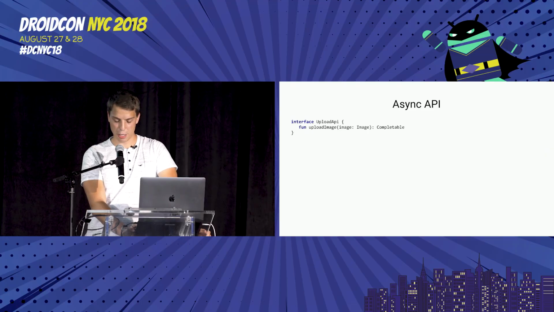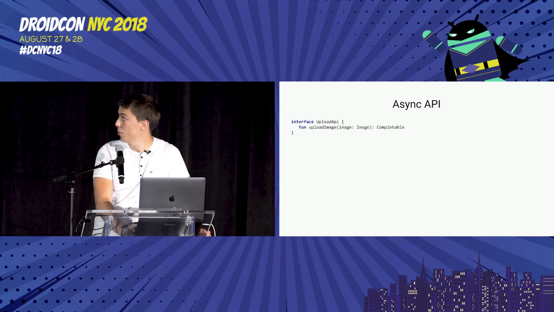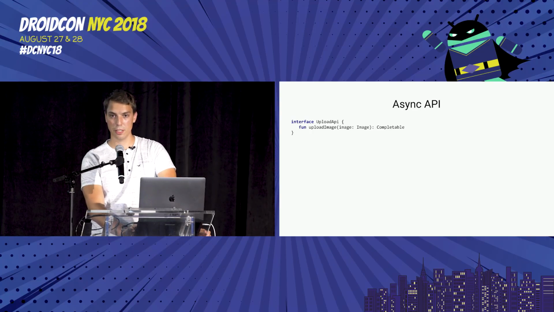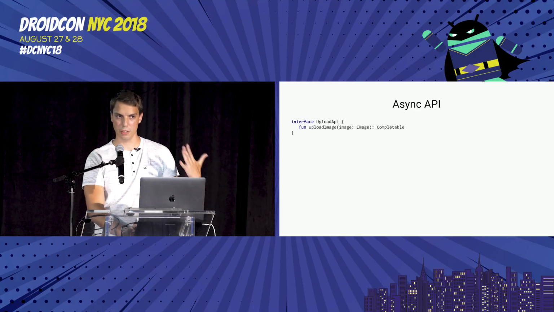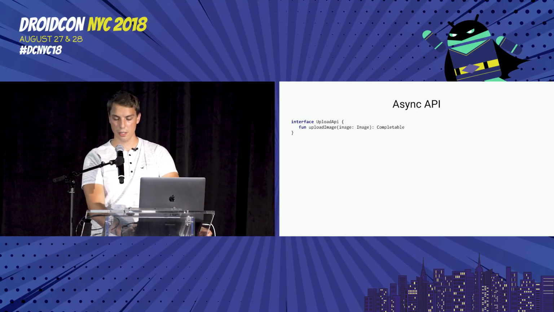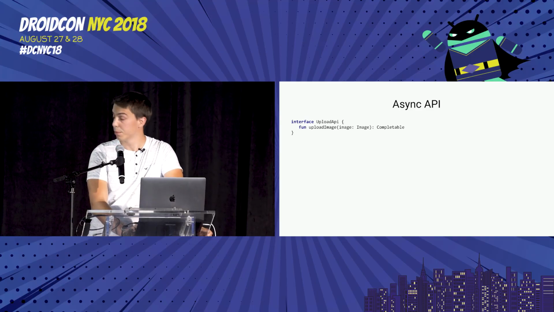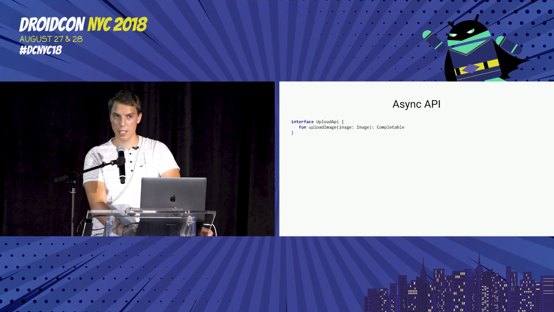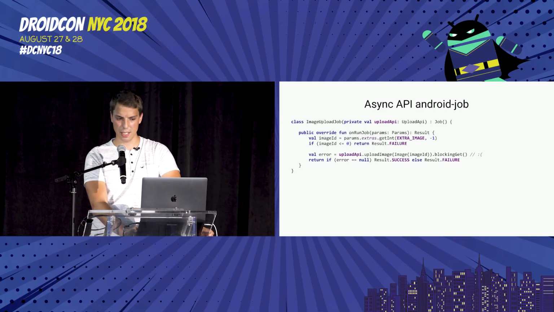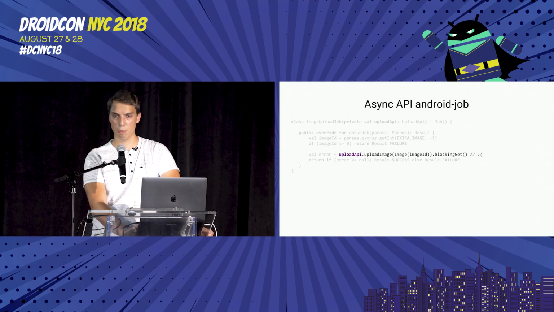This is still experimental, so WorkManager also wants to move to an asynchronous API. Imagine you have something like this, where you want to upload an image to a server and it gives you back, in this case, an RxJava completable. It could also be a Kotlin coroutine or whatever asynchronous API or framework that you use. In Android Job, you cannot do this that nicely. What you need to do is call blockingGet.